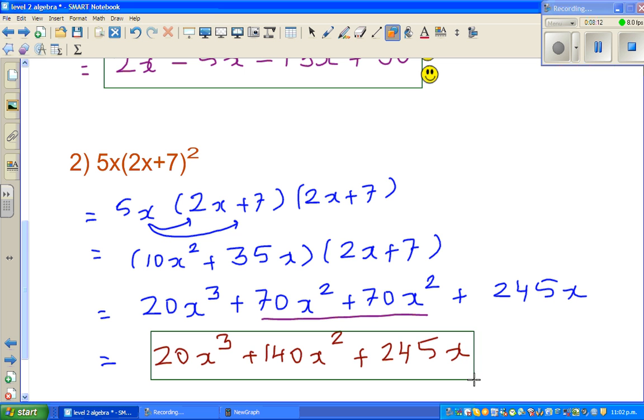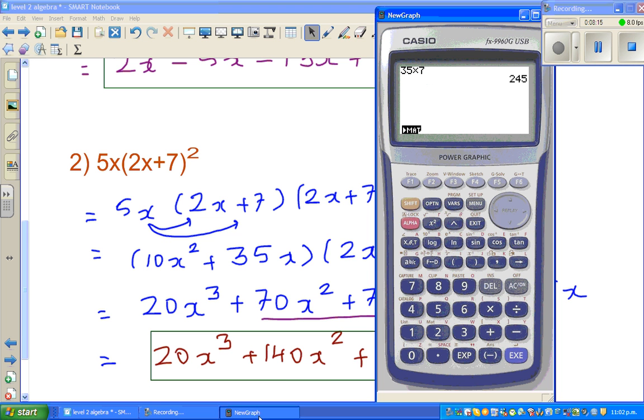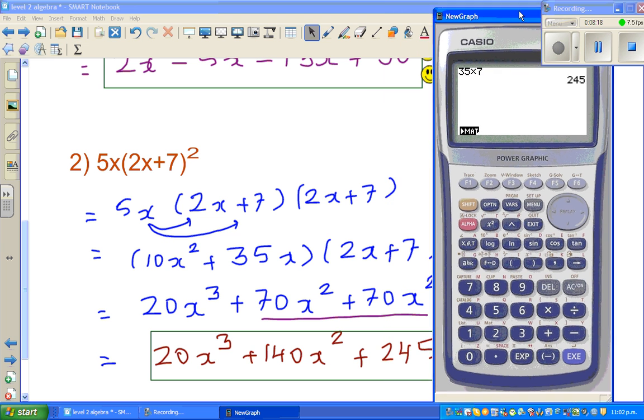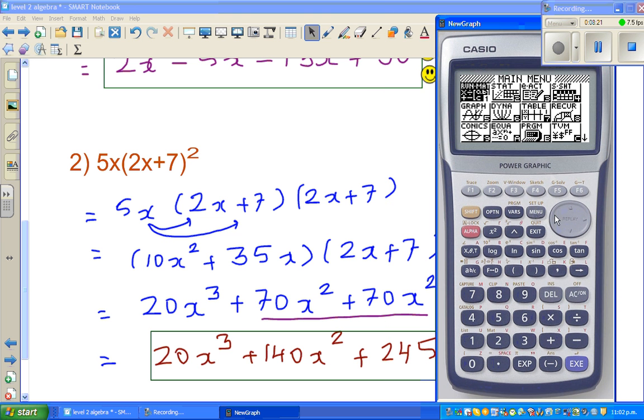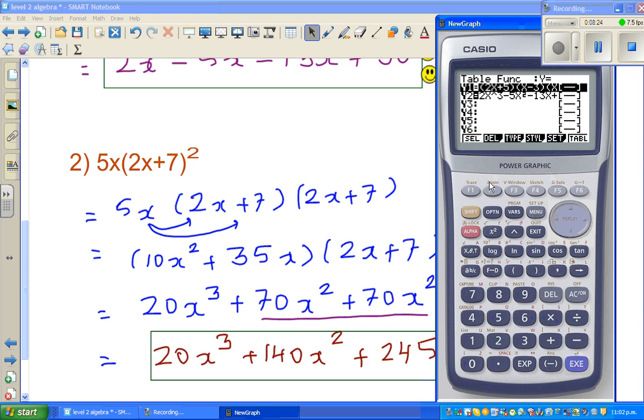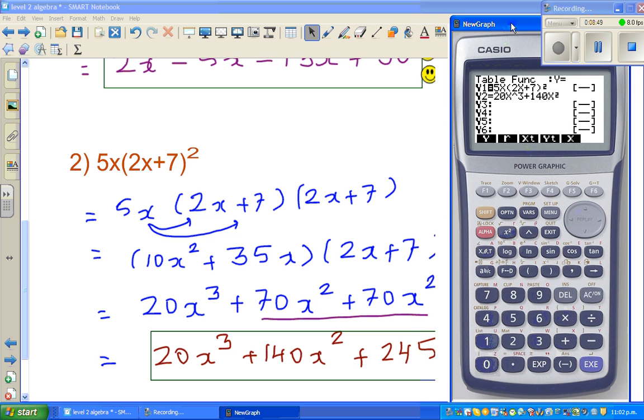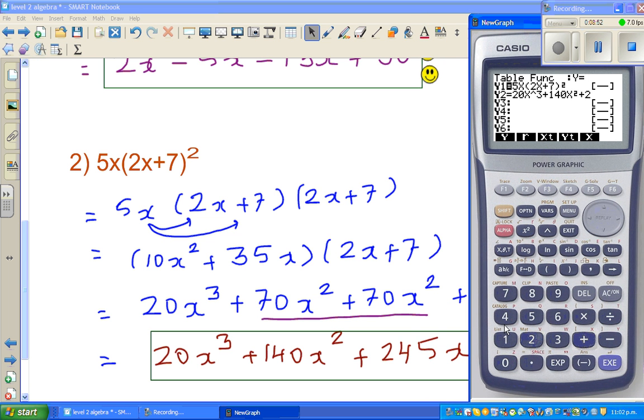I'm not quite confident about myself after the horrible mistake that I made. So let me see my question. Go to menu and go to table. Delete, yes, delete, yes. So first you type in the question, 5x bracket 2x plus 7 squared, just like that. And in this you type in 20x cubed plus 140x squared plus 245x plus 245x. And then go to table.